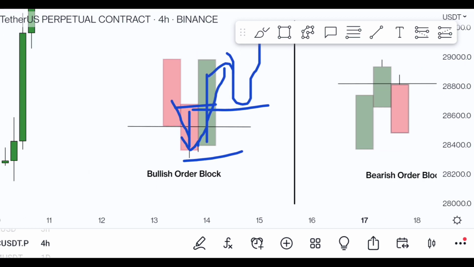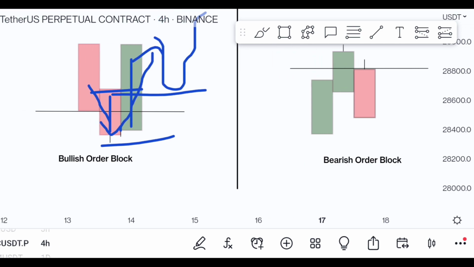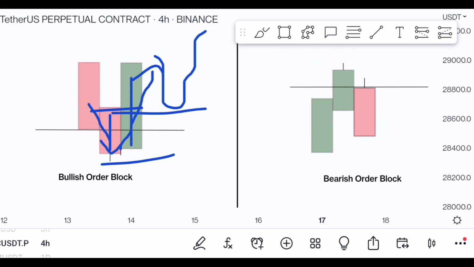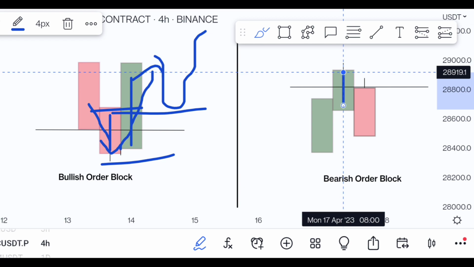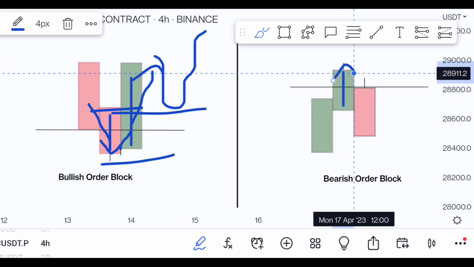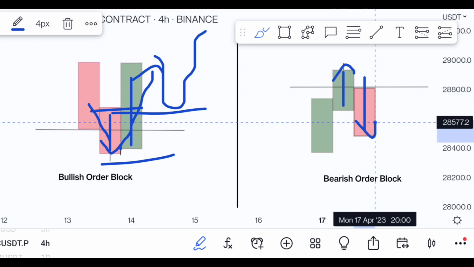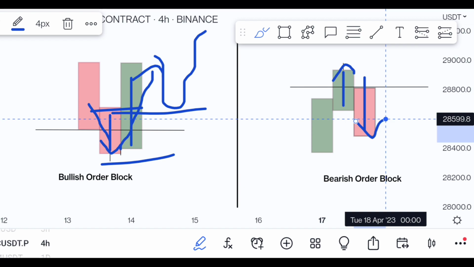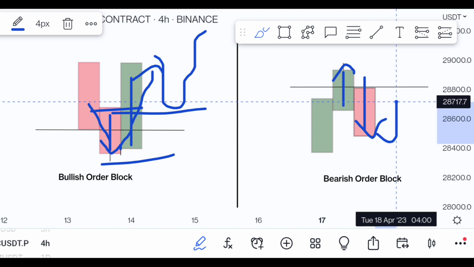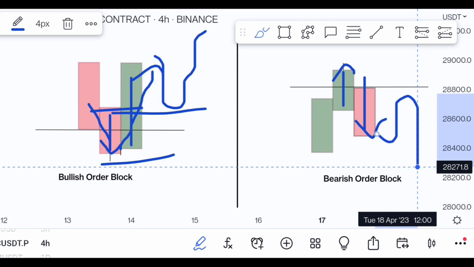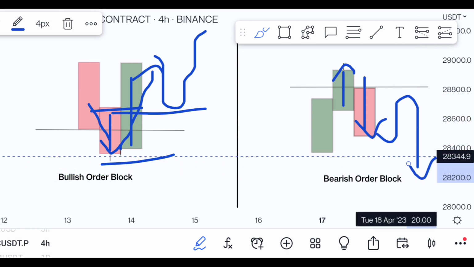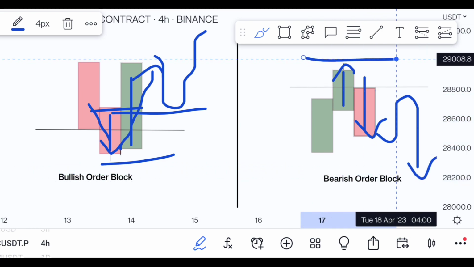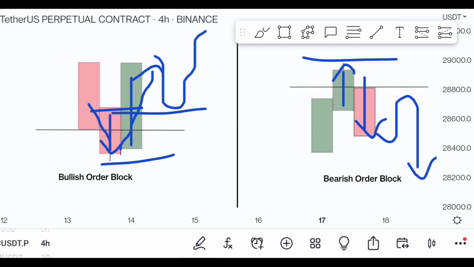Now let's discuss the bearish order block. Here you can see this candle closed above the resistance, and the next candle closed below that candle. So once you get this, the next candles will go up into this area and then it will go down. This will be the indicator of downtrend, and that will be your stop loss. I hope it's clear now.